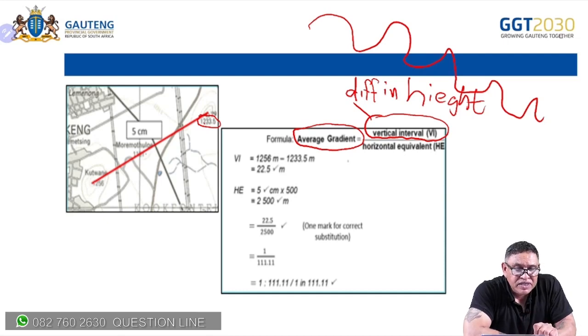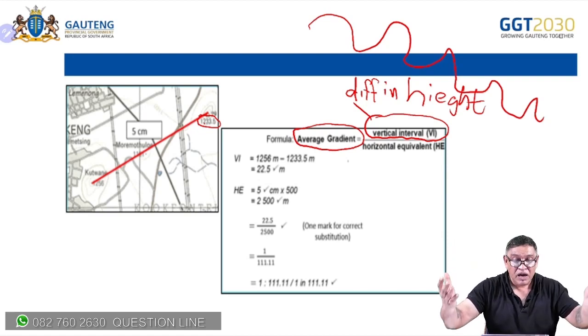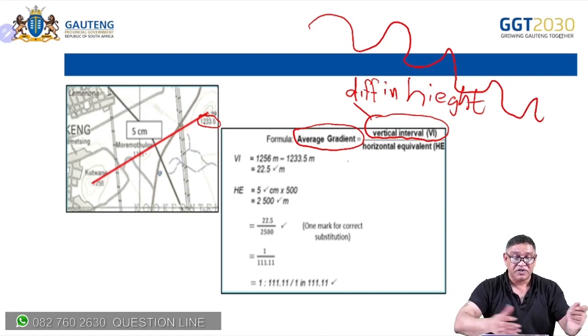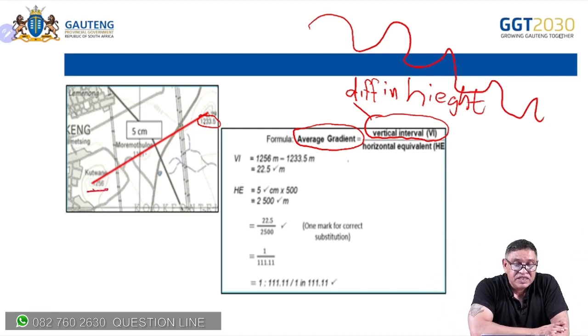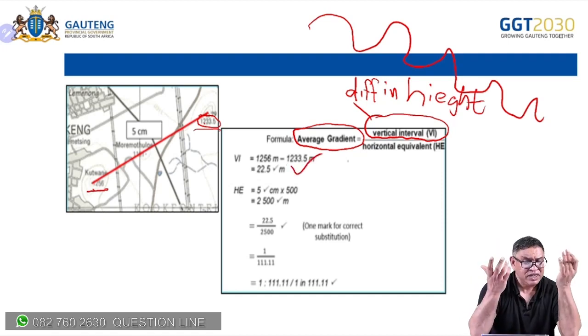1233.5. This is a spot height, 1256. All I do is I measure one from the other to find the difference in height. 1256 is bigger, so 1256 minus 1233.5, and I got an answer of 22.5. Already I scored a mark. Can you see it? It's just the difference in height.